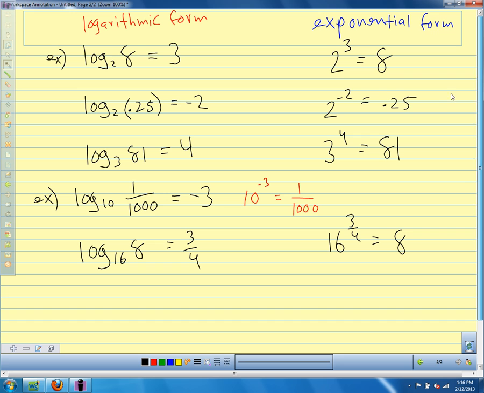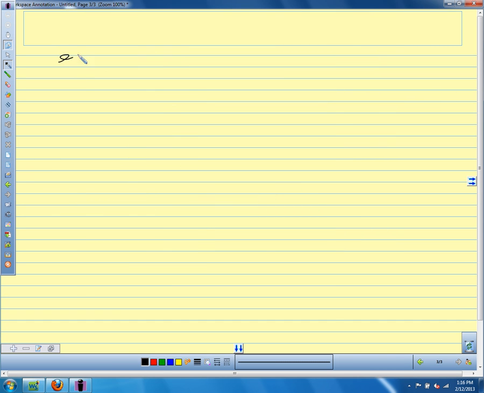Let's look at a few more. I just want to do some more practice with these types of problems. We want to rewrite in logarithmic form. So now we're going to switch to logarithmic form. 8 squared equals 64. How would I write that in logarithmic form? You have an idea, Dane?